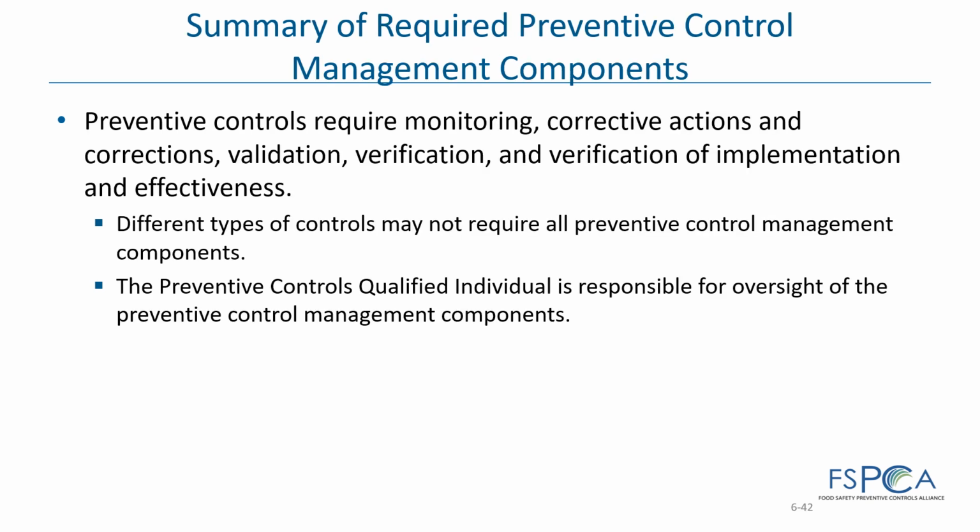So to summarize all of Chapter 6 in our preventive control management components: preventive controls require monitoring, corrective actions and corrections, validation, verification, and verification of implementation and effectiveness. Different types of controls may not require all preventive control management components. The preventive controls qualified individual is responsible for oversight of the preventive control management components.